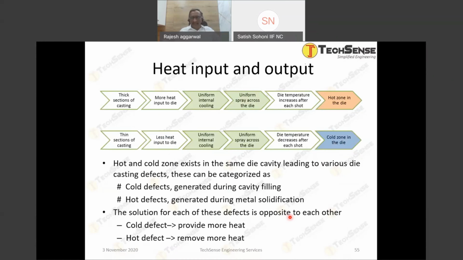You remember I had mentioned in the beginning that defect identification is very crucial. For a cold defect, you need to provide more heat. For a hot defect, you need to remove more heat. If we are not able to identify the defect clearly from the engineering perspective, then you may end up worsening the defect situation, meaning the rejection may increase.